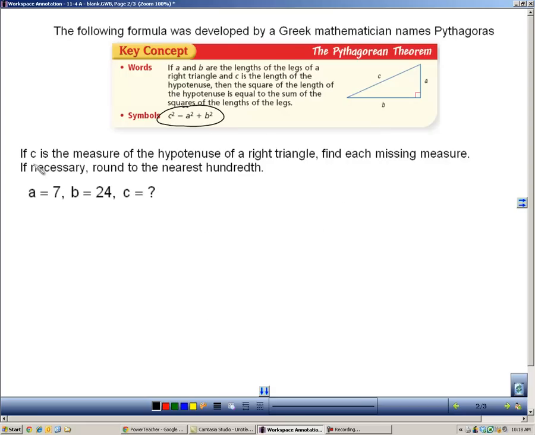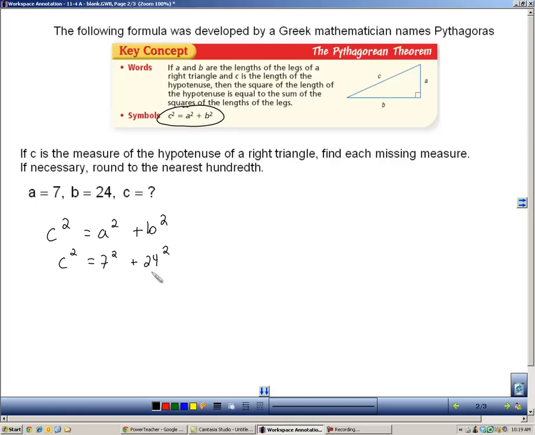So let's examine it by looking at this example. C is the measure of the hypotenuse, so we're told that C here is the longest side, and we want to find the missing measure. It turns out that we want to find C. So I'm going to start by rewriting the Pythagorean theorem, then plug values in. I'm told A is 7, so I'm going to write 7 squared. I'm told B is 24, so I'm going to write 24 squared, and I don't know C, so I leave it like that.